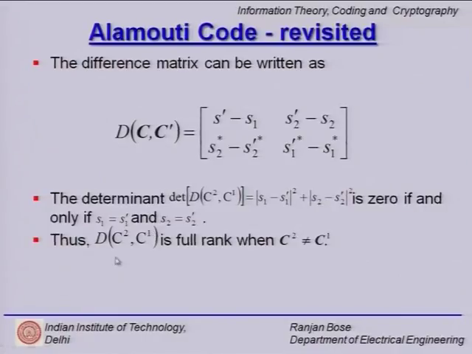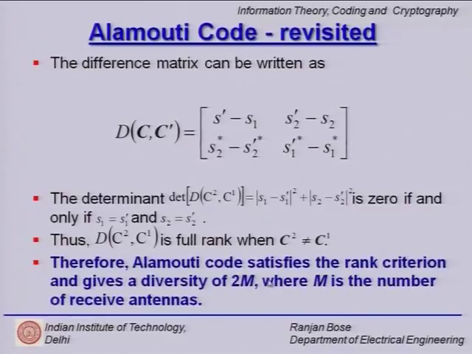Consequently, this difference matrix D is full rank when C 2 is not equal to C 1. That is the beauty of the design, it is full rank. So, Alamouti code satisfies the rank criteria and gives a diversity of 2m, where m is the number of receive antennas. Earlier we had talked about m equal to 1 for Alamouti code, so only one receive antenna. So, at least it will give a diversity gain of 2. Let us see what we mean by a diversity gain of 2. Is it good? Does it help?